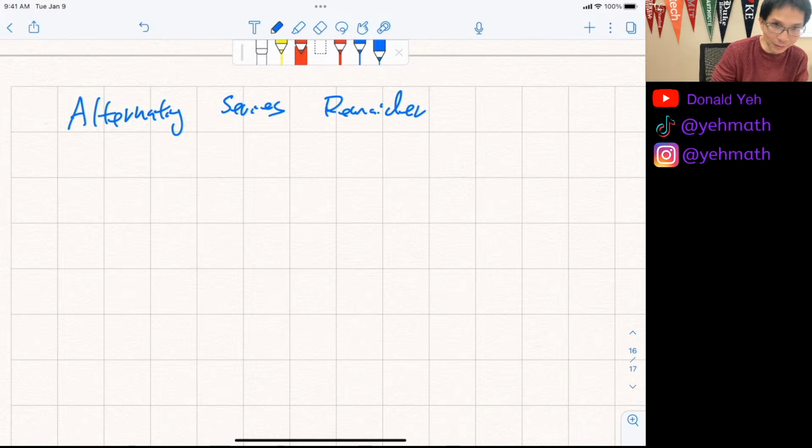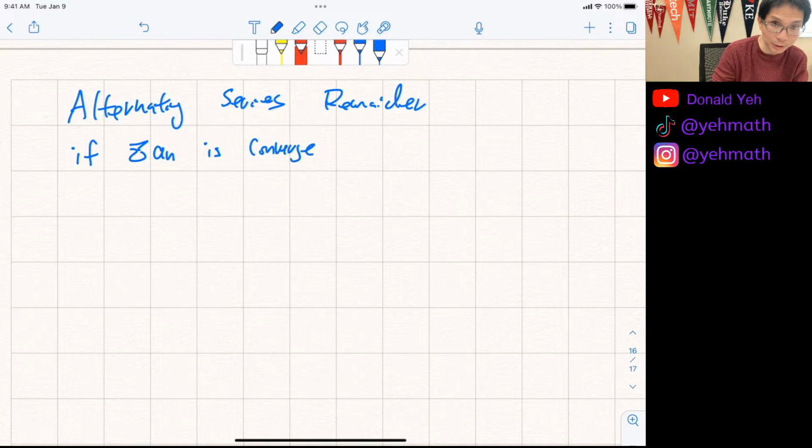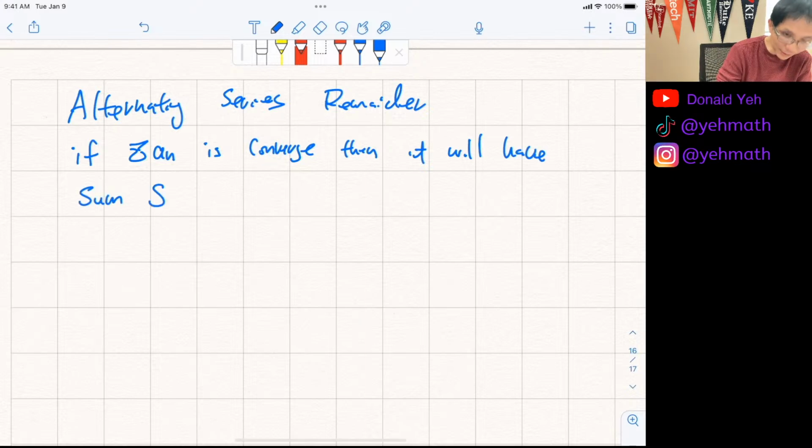Okay, first of all, let's give you some ideas. They say if the summation of a_n is convergent, so usually this alternating series is convergent, then it will have a sum, S. Sum, S-U-M, summation, not S-O-M-E.